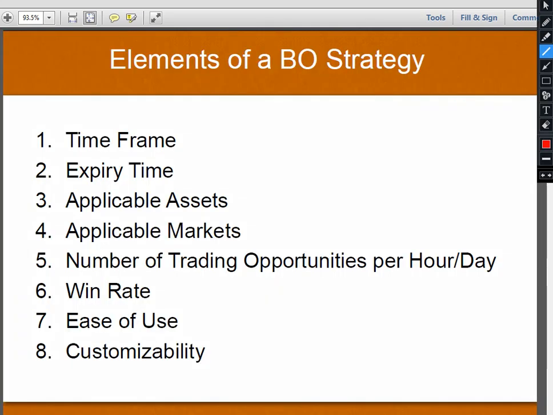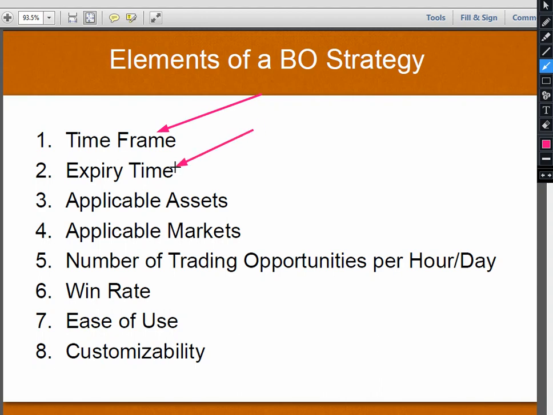A binary option strategy must have several elements. The time frame. If you are trading on a candlestick chart, you know that every candle represents a specific time frame. It could be 1 minute, 5 minutes, 15 minutes, 30 minutes, 1 hour, 4 hours, etc. Okay? So you need to know the time frame for your strategy.